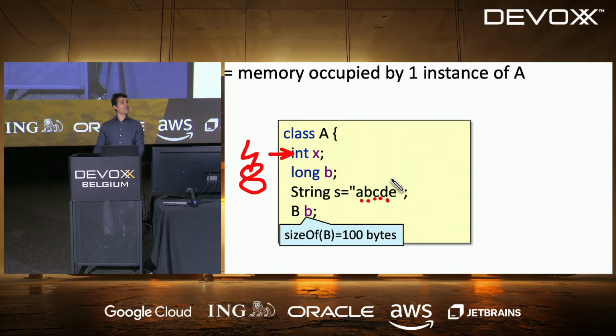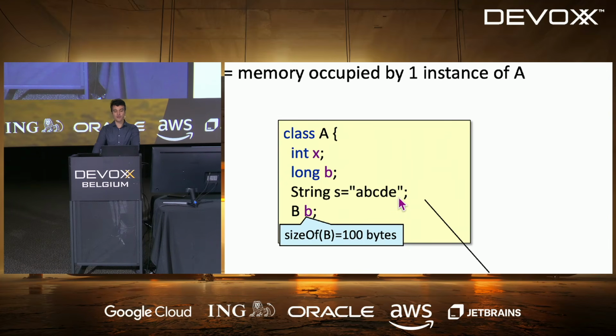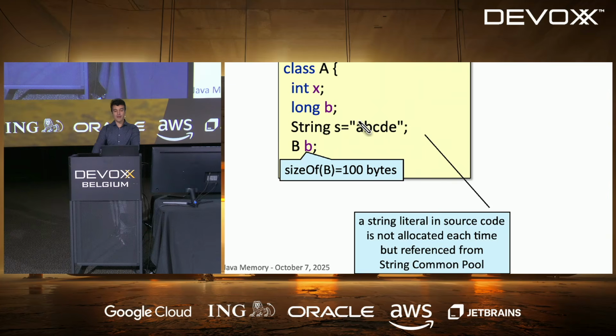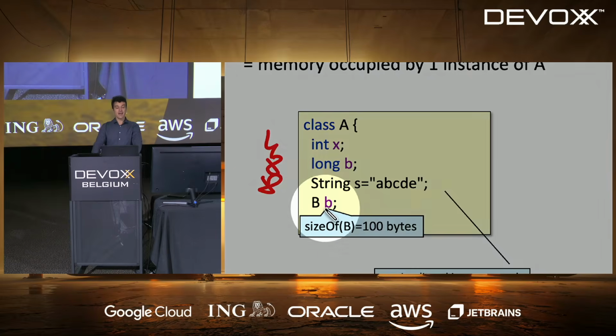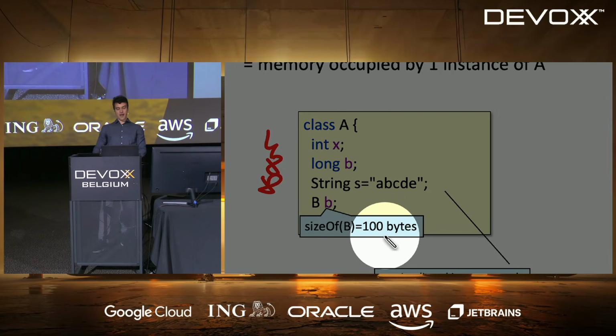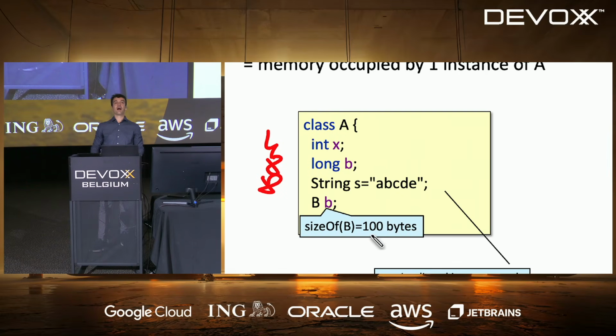Because any string that appears as a literal in your source code gets put in the string common pool. It's a special place in heap where strings go to die, and this is just a reference pointing to that object in the string common pool. So if it's just a reference, how many bytes? 8 on 64-bit machines. And how many bytes if B held 100 bytes? Also 8. Very well played.